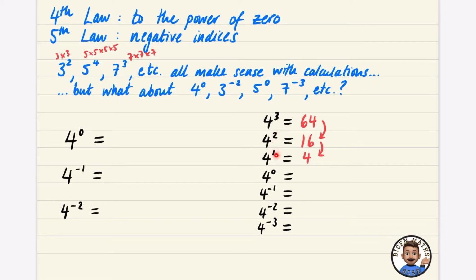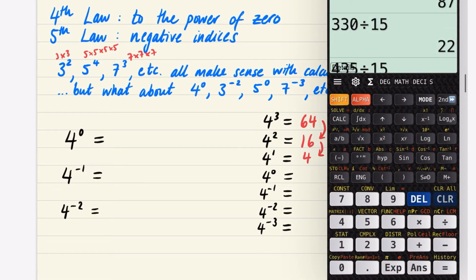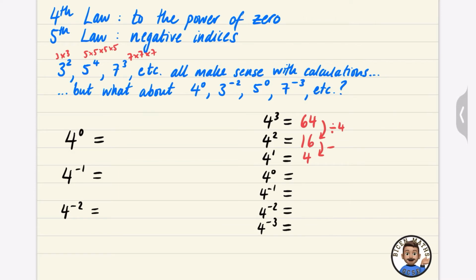So let's see if we can spot what happens as we are moving down this list. Well, as we move down this list, the number in the power is decreasing by 1 each time. 3, 2, 1, 0, minus 1, minus 2, minus 3. And to go from 64 to 16, we are dividing by 4. 64 divided by 4 is 16. And to go from 16 to 4, I am dividing by 4 again. So using that logic, if I do 4 divided by 4, I'm going to predict what 4 to the power of 0 is. 4 divided by 4 is 1.